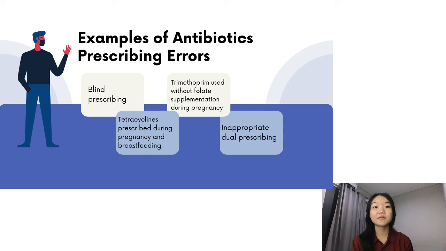Another common antibiotic prescribing error is inappropriate dual prescribing. For example, a patient that has been prescribed co-amoxiclav, which is two penicillin-based antibiotics, thus increases the risk of adverse effects. That's all from me, and now the presentation will be continued by my friend.